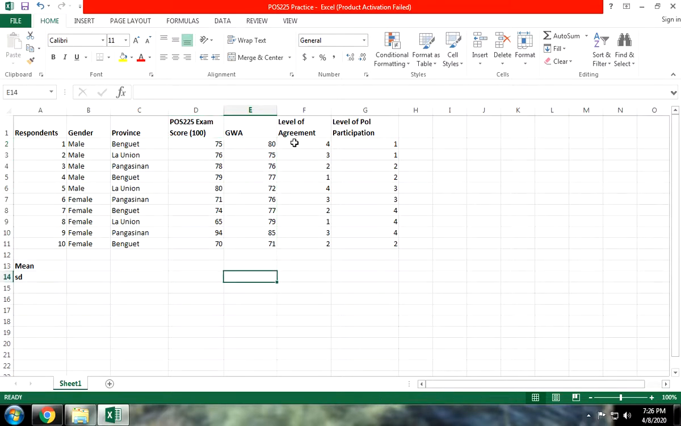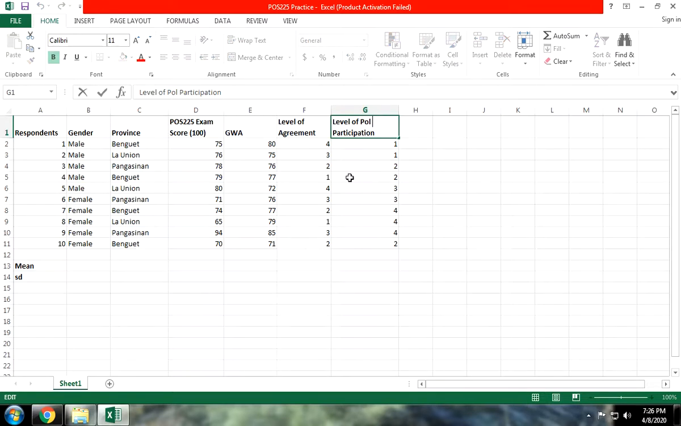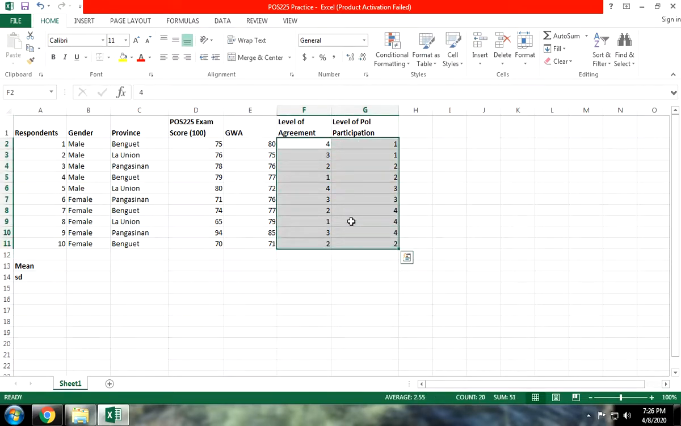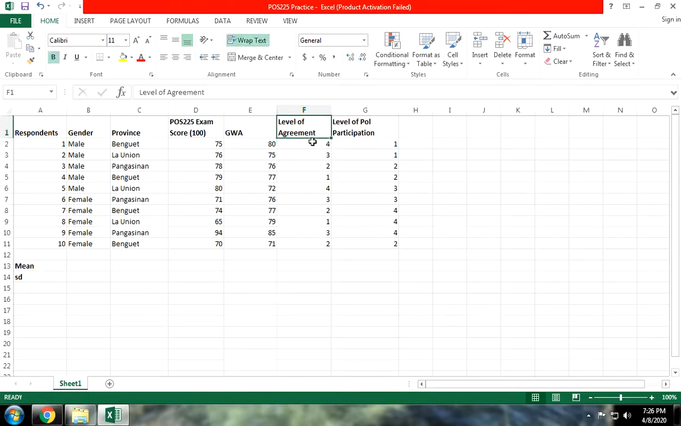Then we have level of agreement and level of political participation. As you could observe, these are ordinal. I used a 4-point Likert scale here: 4 as highly agree, 3 as agree, 2 as disagree, and 1 as highly disagree. The same goes for political participation. Always remember the nature of our variables.